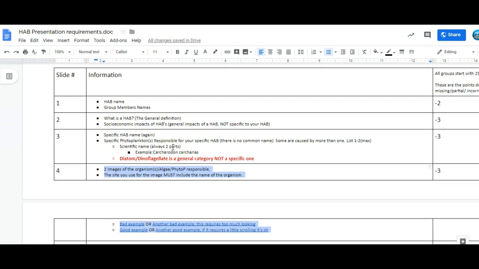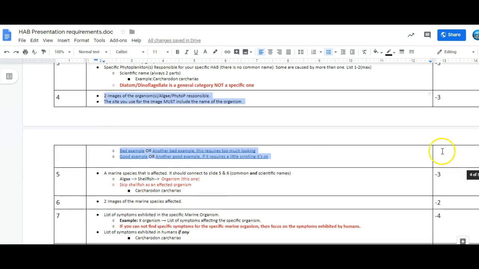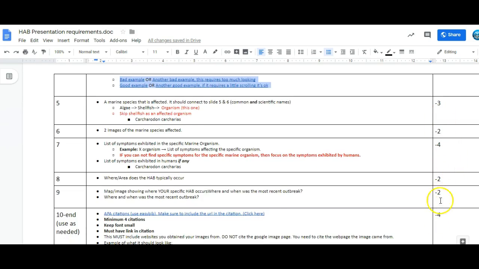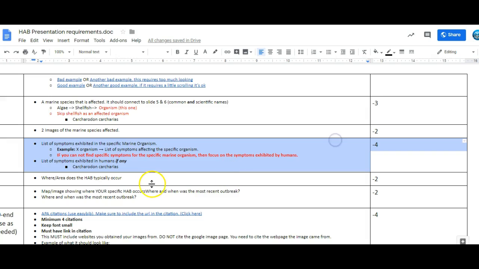And I think that's about it. Just take a look at the point values here on the side. This is where, like I said, I'm going to deduct. A couple places to watch out for: obviously, the APA citations. And then right here, what are the symptoms? What are the symptoms of the species affected? Make sure you get that right.